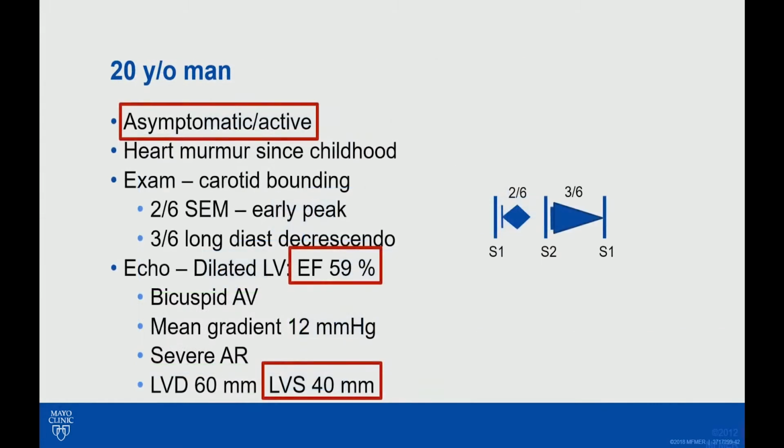So in this individual, he was active and asymptomatic. His EF was still normal. He's just at this cutoff value of 40, so we would probably watch this person and bring him back in 6 months.